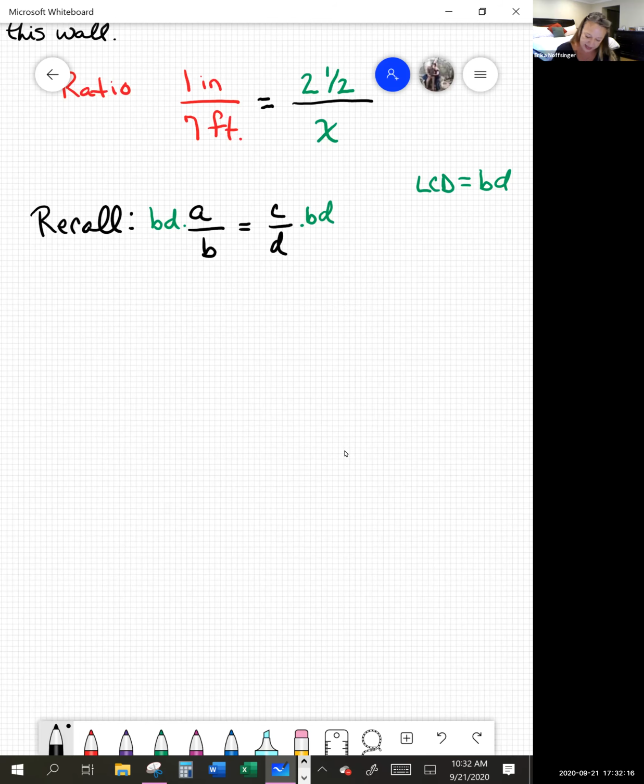Then notice that here we have BD times a over b. The whole point of doing that was so that my denominator could go away. Notice that they both have a B in common, one in the numerator and one in the denominator, that cancel out. So on the left-hand side we would be left with D times A. You can write it as DA or AD. It doesn't matter.